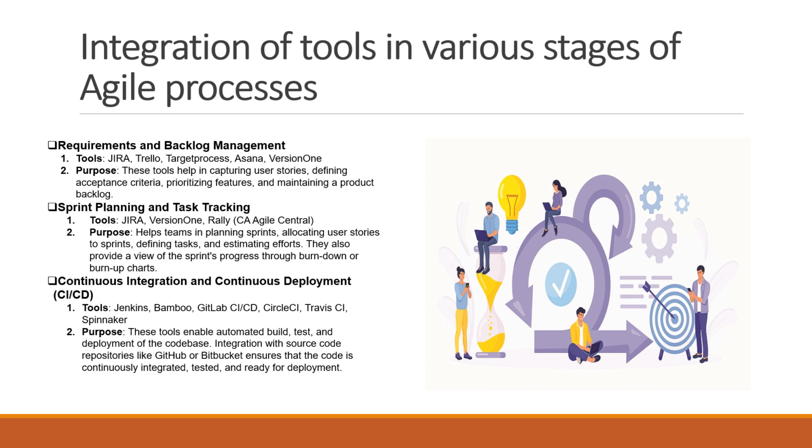Continuous integration and continuous deployment, CI/CD. Tools such as Jenkins, Bamboo, GitLab CI/CD, Circle CI, Travis CI, Spinnaker are examples of continuous integration and continuous deployment tools. The purpose is to enable automated build, test, and deployment of the code base. Integration with source code repositories like GitHub or Bitbucket ensures that the code is continuously integrated, tested, and ready for deployment.